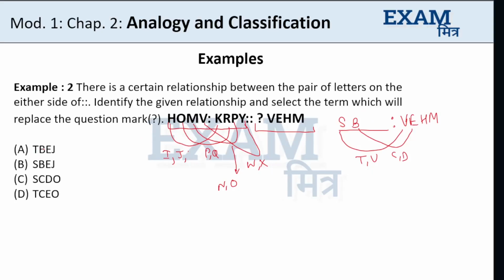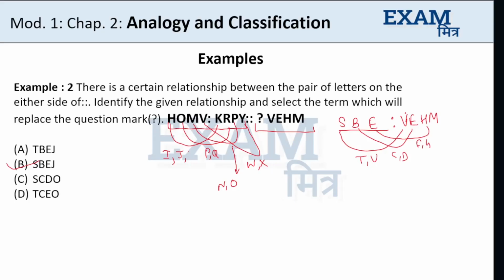You can see this is TB, this is SB, this is SC, this is TC. Clearly this must be our answer, but since I am teaching you, I need to clarify the whole answer. Okay, so next, what will come two letters before H? You can clearly see that if after E I skip two letters, that is F and G, I am getting H. Similarly, what will come two letters before M?